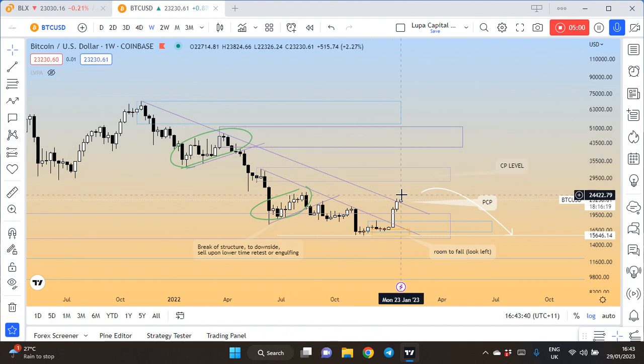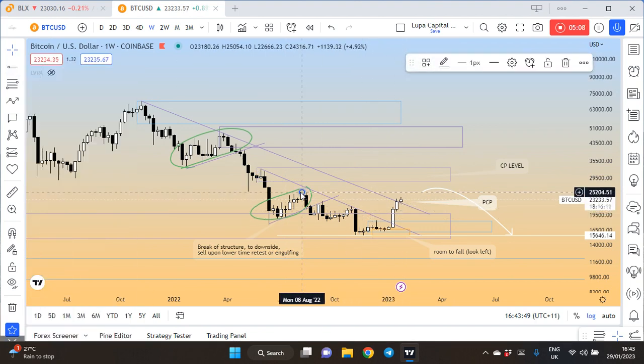However, from a bullish technical perspective, notice how market structure is now forming here.